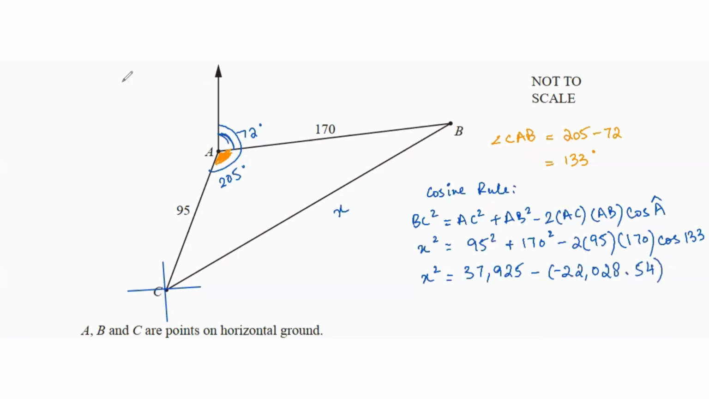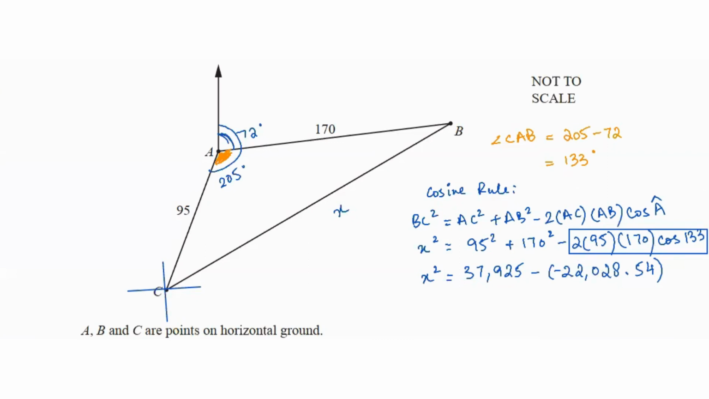Now, always remember this when you're using the cosine rule. Solve this collectively first and then subtract the result from the sum of 95 square and 170 square. If you just directly subtract 2 times 95 times 170 from the sum, then your answer is going to be incorrect. So first multiply the entire thing, multiply the value of cos, and then subtract the result.